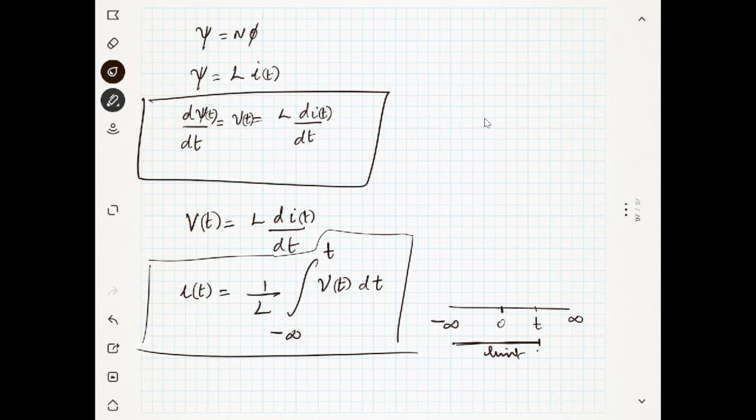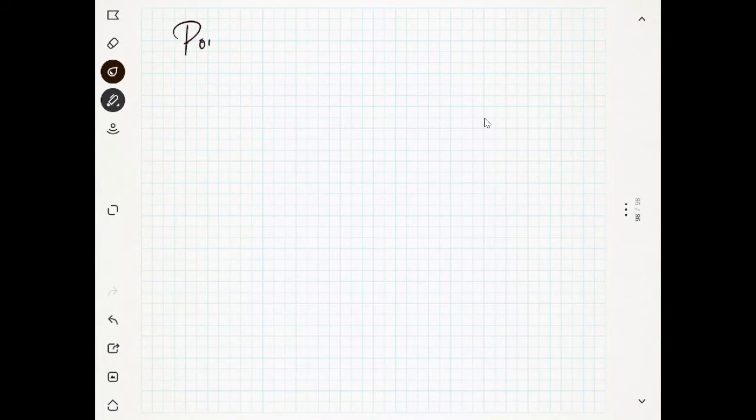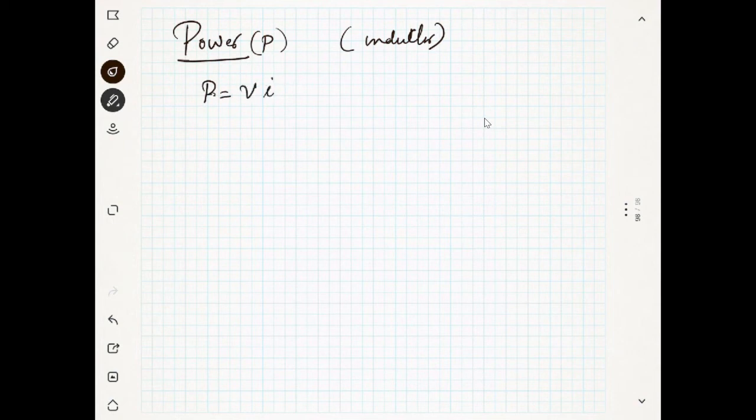Now what is the power? Can you tell me what is the power? We will talk about the power in the case of inductors. In the case of an inductor, we know that the power is equal to voltage into current, right? Please don't just remember something and tell me. We will go through the derivation first. Power is equal to voltage into current.